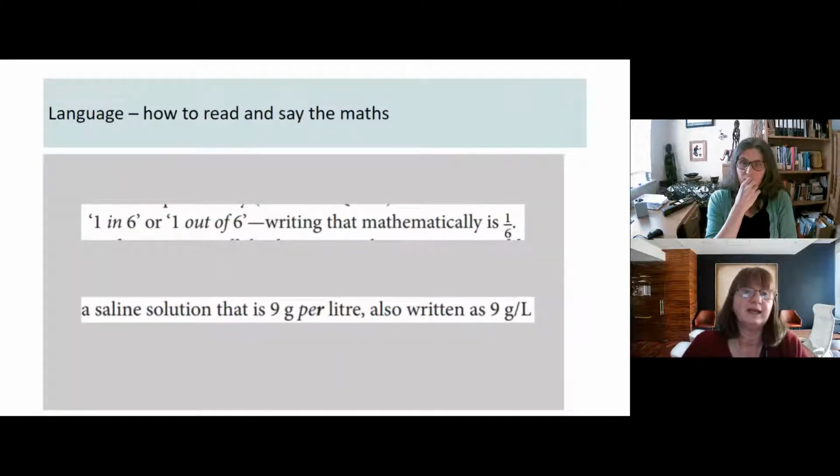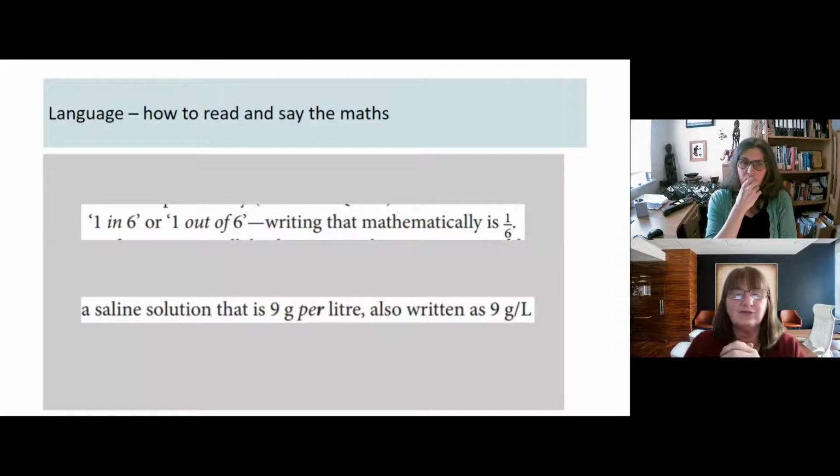What else? Oh, yeah, language. So, how to read and say the maths. We know from the maths education literature that people don't read equations. Their eye skips past. They read the words, they skip past the equation, and then they read the words again. So you've got to say what the equation is saying in words as well.